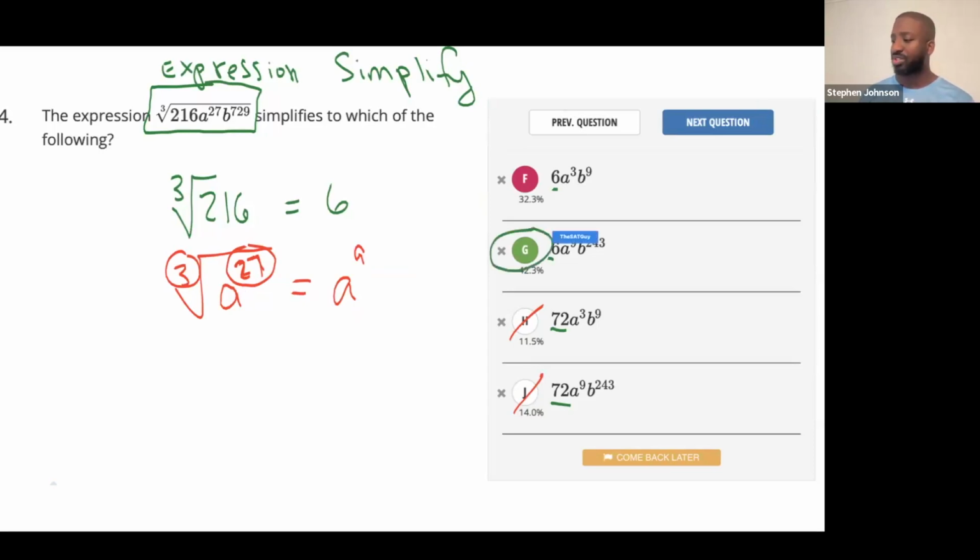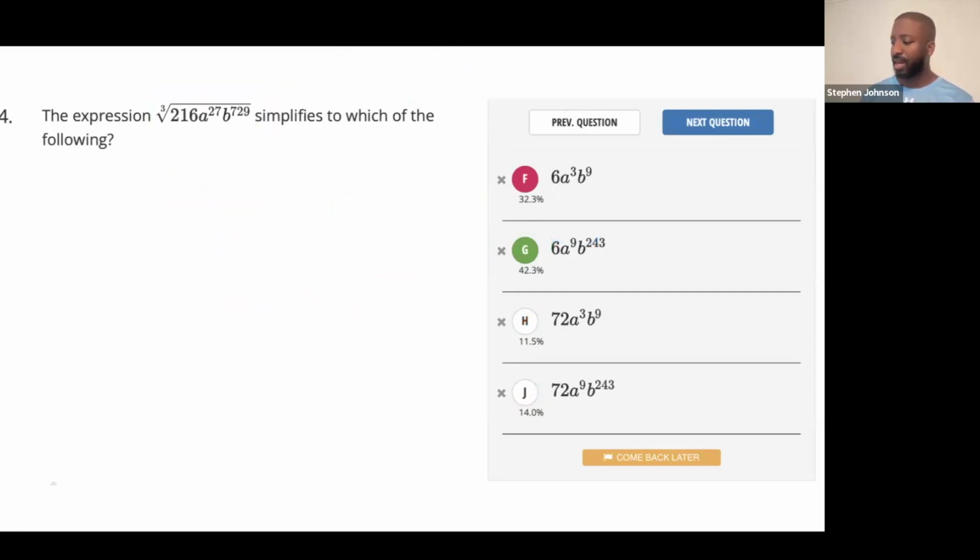And that's why choice G is correct, right? So let me show you one other way. So that's using the simplified method. The other method we could use is plug in your own number.